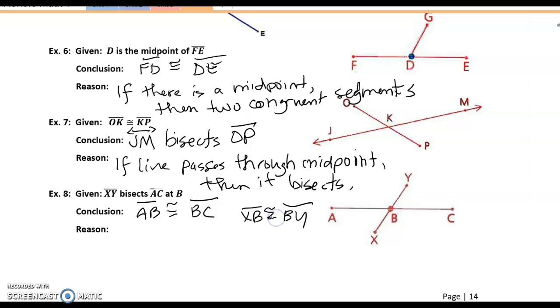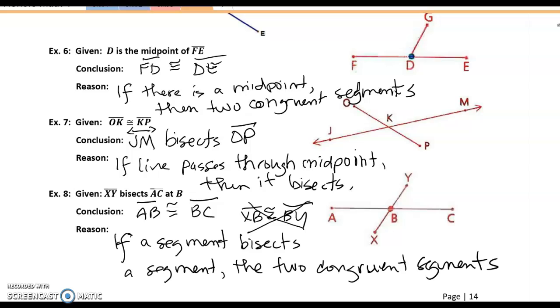Again, we don't know that to be true. Okay? It doesn't say that AC bisects XY at B. It only says that XY bisects AC at B. So again, this is a statement that we do not know is necessarily true. Okay, so the reason why AB is congruent to BC: if a segment bisects another segment, then the result is two congruent segments.